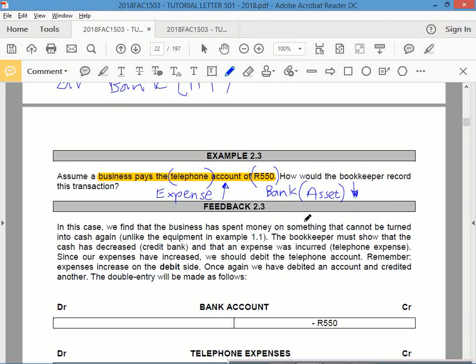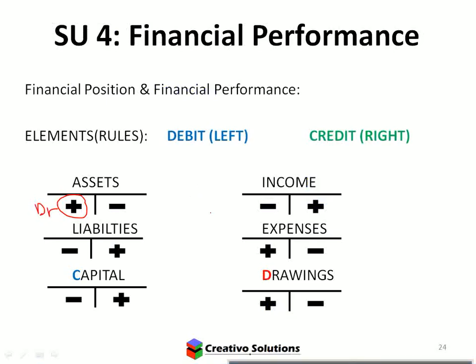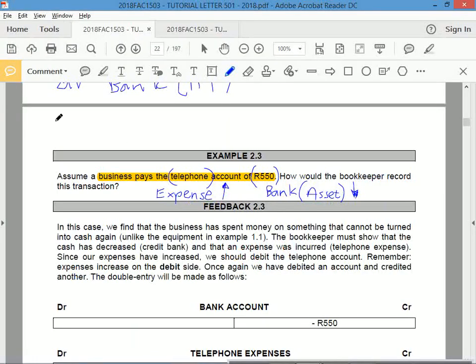Now we can go back and look at the rules. Telephone expense increase. Where is telephone expense increase? Well, there's the expense, there's the increase. Debit for the increase. Make sense? So what am I going to write for this one? I'm going to write debit telephone, bracket expense arrow up. That's why I'm debiting the telephone.